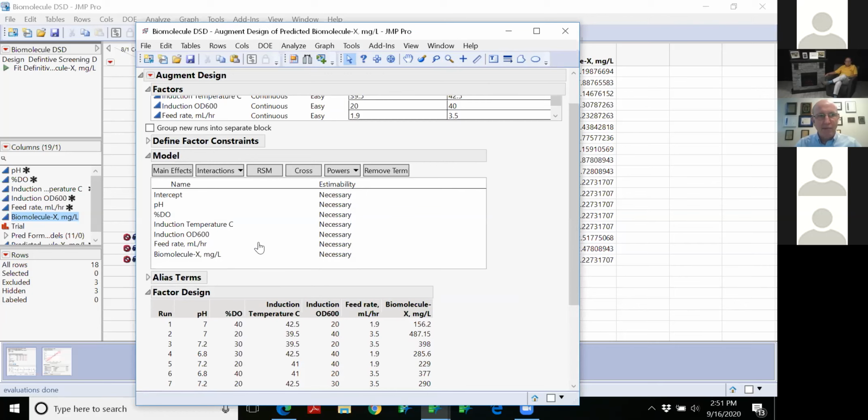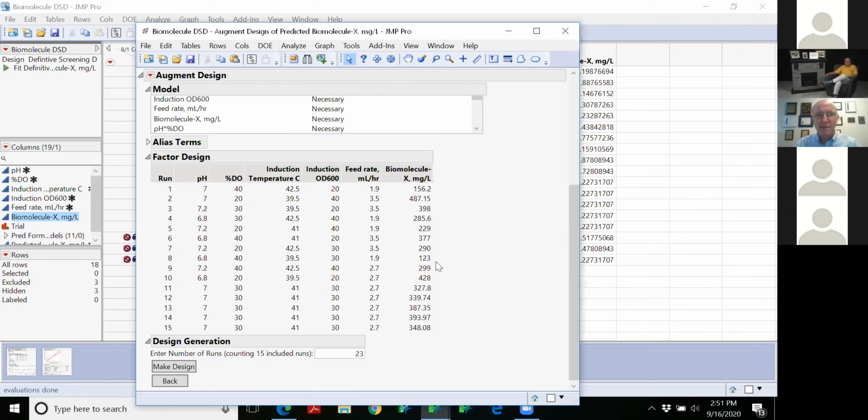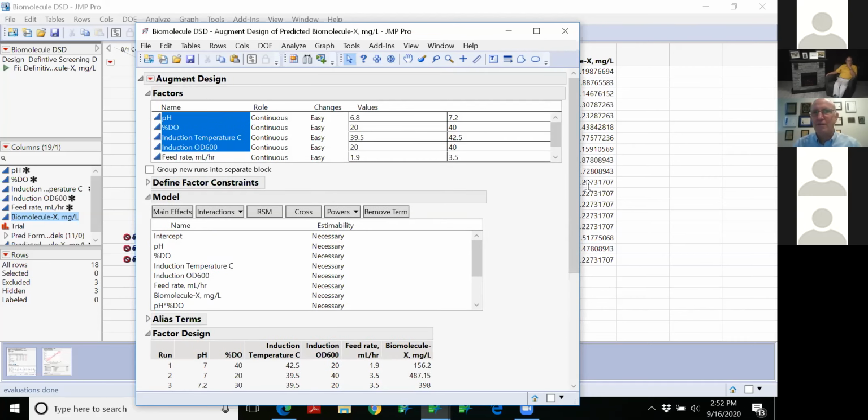You might want to say, let's say I want to be able to estimate all the interactions among these 4 effects. So I'm just going to add those to my model. And then JMP will tell you how many runs you need to be able to do. You might say, well, I only want to do 17 runs, and it tells you, well, you can do that with 17 runs. So you would only have to do two more runs to be able to estimate all those extra things. Those are the kinds of things that you can do with augment design. It's a very quick demo.